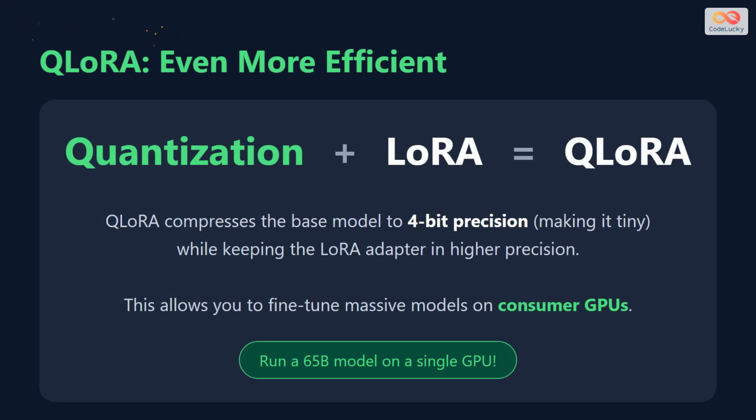Recently, we've seen the rise of QLoRA, or quantized LoRA. This technique compresses the frozen base model down to 4-bit precision, making it incredibly small in memory, while keeping the training adapters precise. This breakthrough allows you to fine-tune massive 65 billion parameter models on a single consumer-grade graphics card.